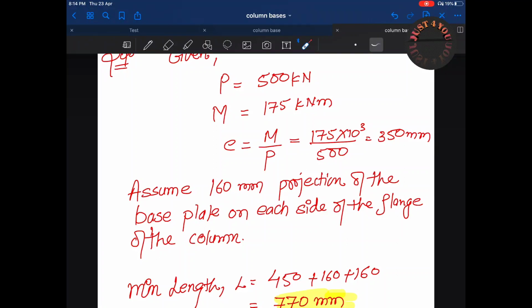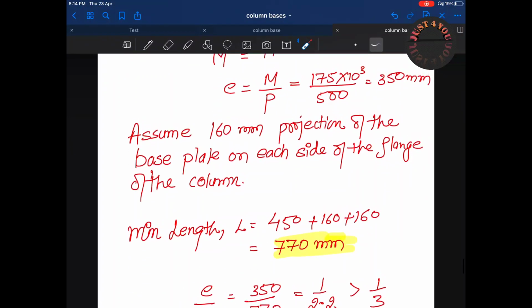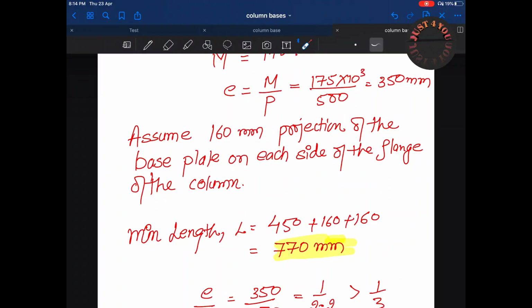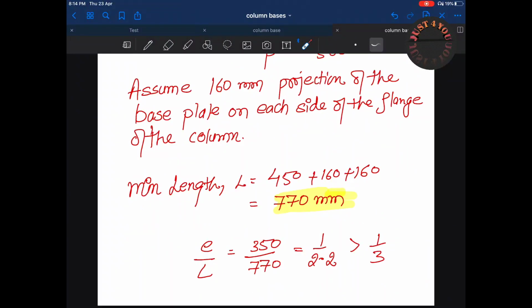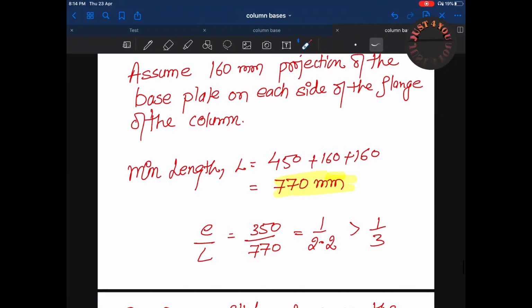Now we have to assume a projection. So we assume a 160 mm projection on either side. So the length will become 450 plus 160 plus 160. That is, 450 is the flange length as the column is ISHB 450, and 160 plus 160 are the projections on both sides. It becomes 770 mm. So our minimum length is 770 mm.